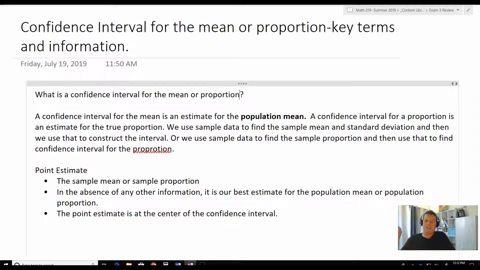A confidence interval for the mean is an estimate for the population mean. A confidence interval for the proportion is an estimate for the true proportion. We use sample data to find the sample mean and standard deviation, and then we use that to construct the interval. Or we use sample data to find the sample proportion, and then use that to find the confidence interval for the proportion.